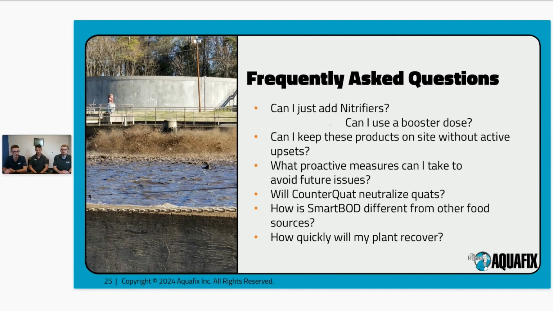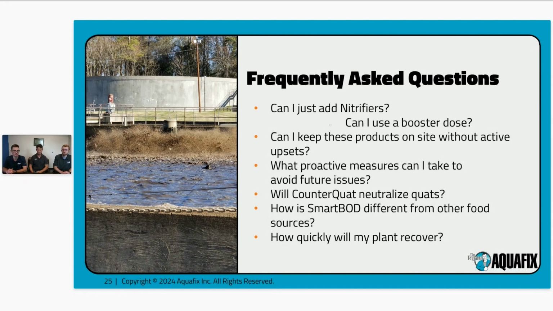Can I keep these products on site without active upsets? Absolutely, and we certainly recommend that. My favorite one to recommend, if I work with you as an operator, is Rebuild. It's really the easiest when you get washout, or things that are happening in upsets and you're not necessarily sure. It's going to be a good all-around multi-tool in your toolbox. Same with nitrifiers. The nice thing with nitrifiers is we can get it to you next day. It ships out cold, so we're really quick on getting things when it comes to an upset. All of our products have a 2-year shelf life.